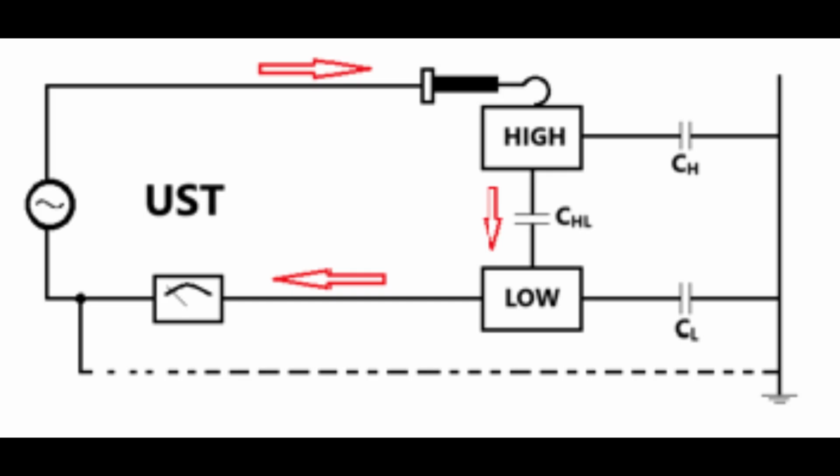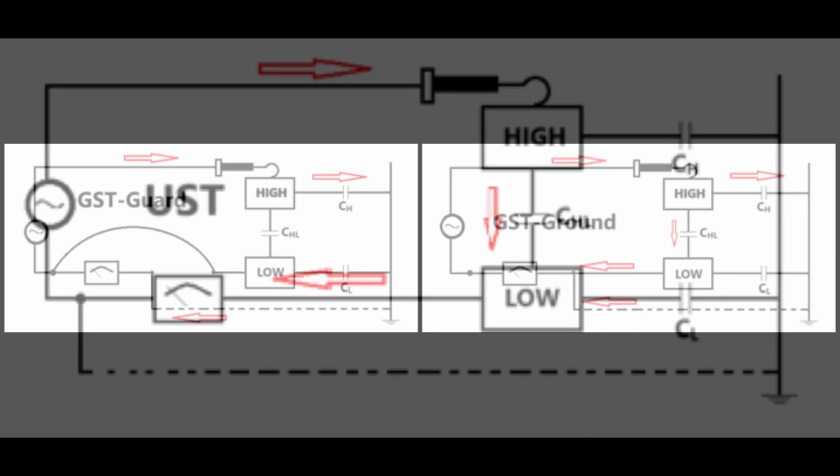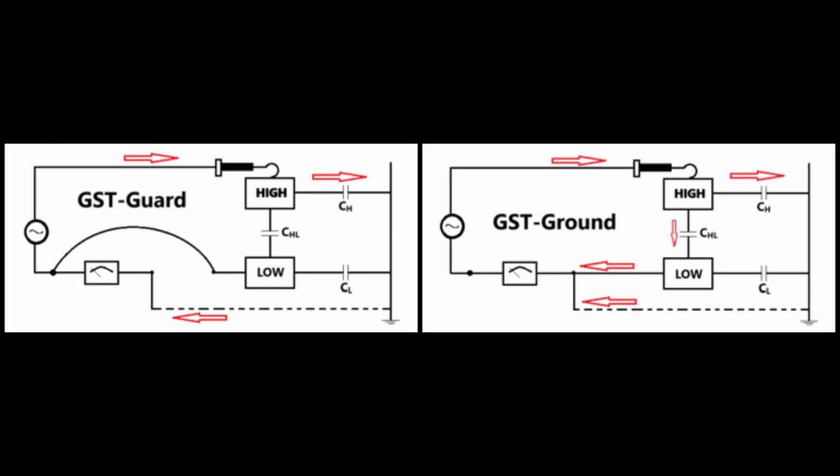UST mode. The ground lead serves as a guard mechanism to divert current from being measured. The measured capacitance is between high and low winding. In GST modes, there are 2 types: GST guard and GST ground. Both measure current flowing through the ground path. The measured capacitance is between high and low winding and high or low winding with ground.